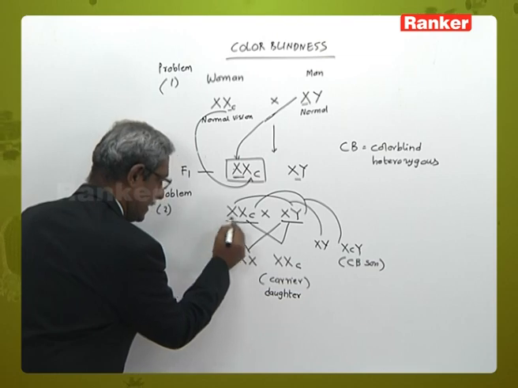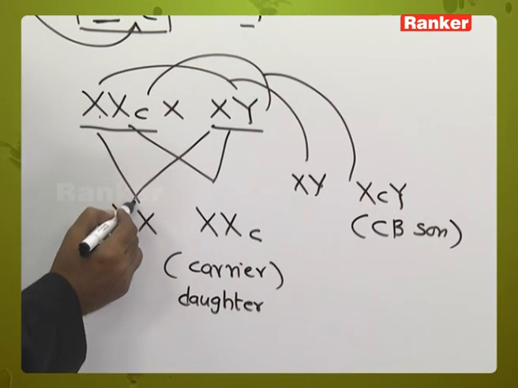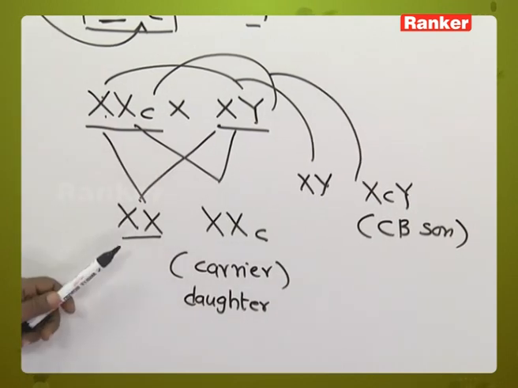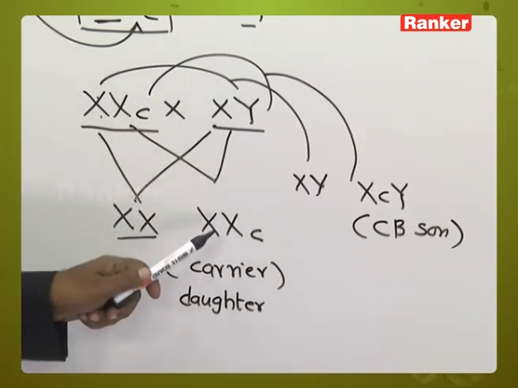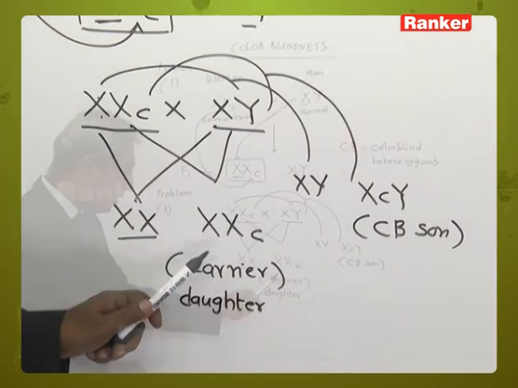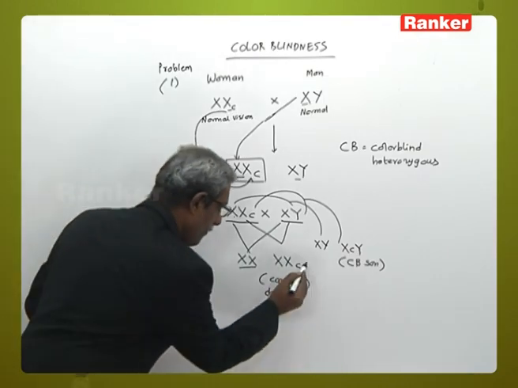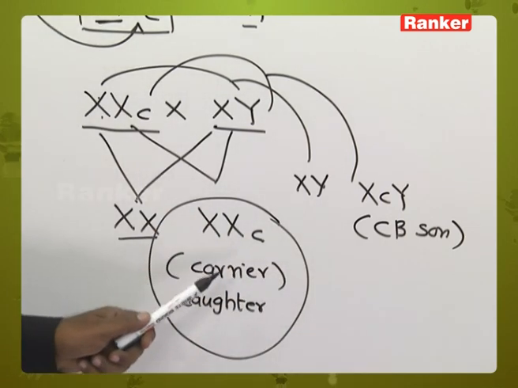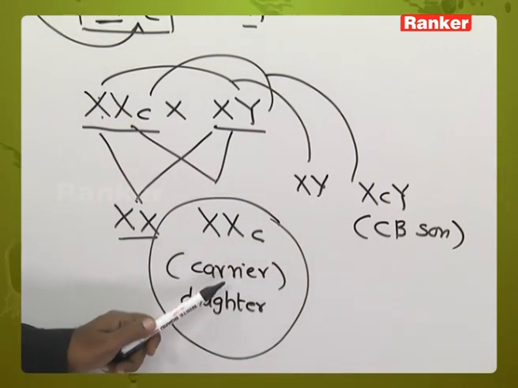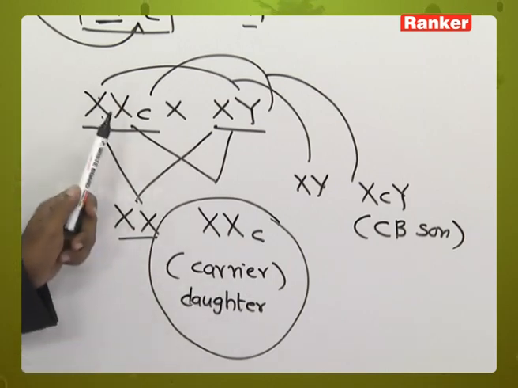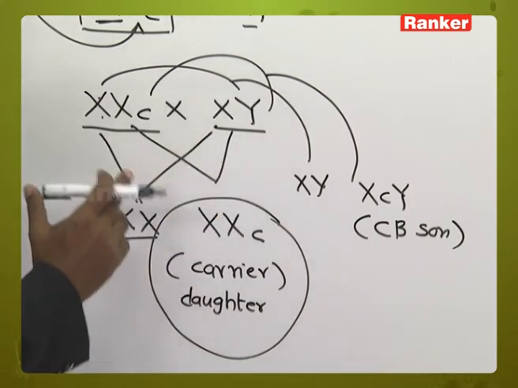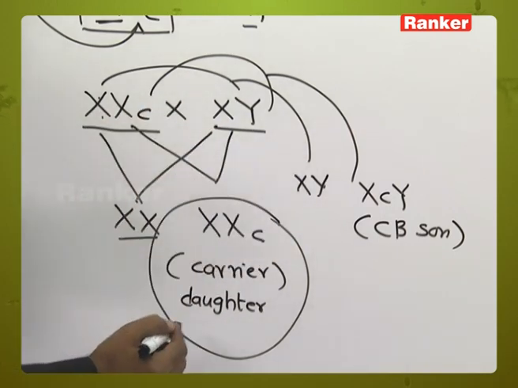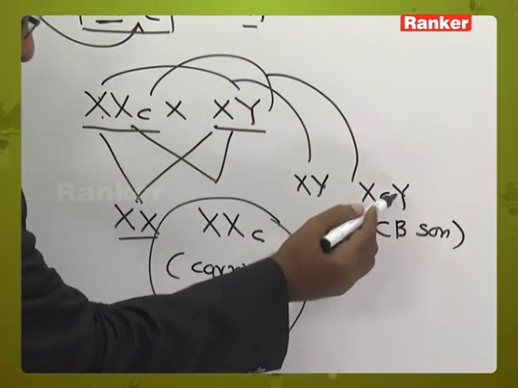So when we segregate, X gets segregated over here, the X and the X can combine to form an XX. Similarly, an XC and an X can combine to form an XXC. So this is an example of a color blind carrier daughter. An XXC indicates the daughter, and she is a carrier for color blindness. And similarly, on a combination, we have an X and a Y, and similarly we have an XC and a Y.